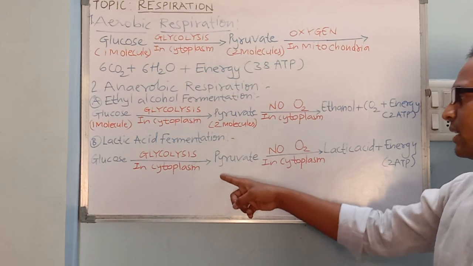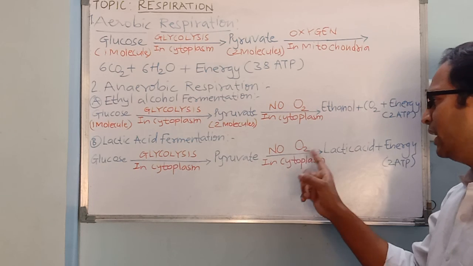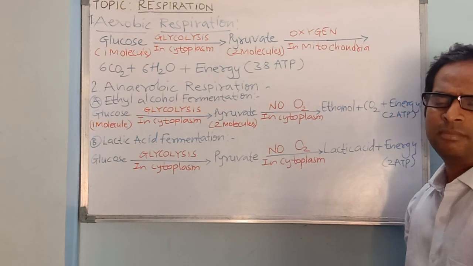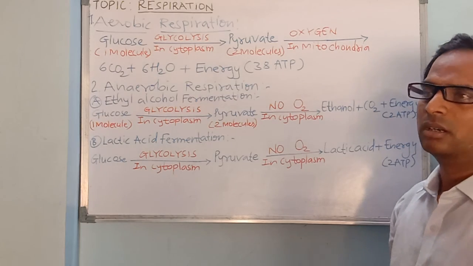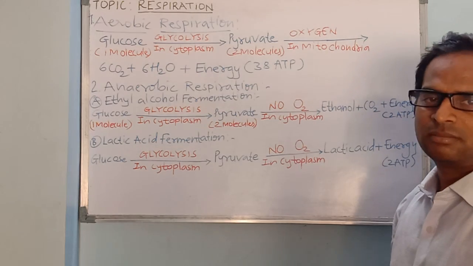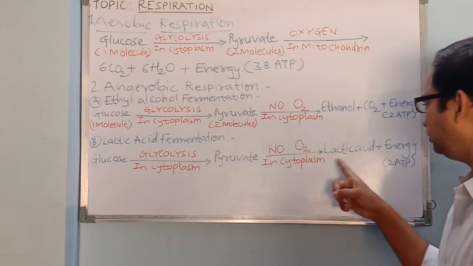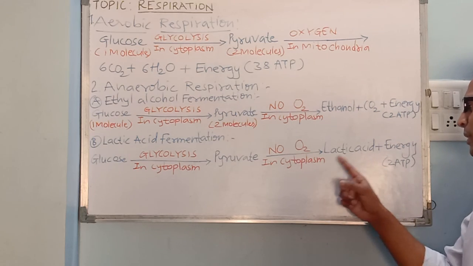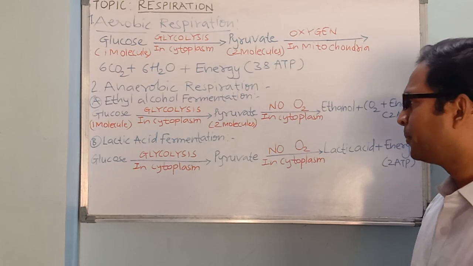And in case of lactic acid fermentation, this occurs in muscle cells when they are starved of oxygen. Also it occurs in some flatworms as they respire anaerobically, and this formation of lactic acid in the muscle cells results in muscular cramps.